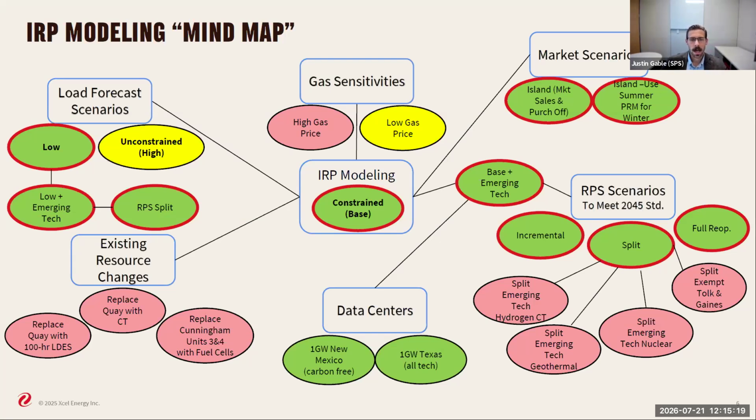So if you look in the center, we have the IRP modeling, that's the constrained base. That was our original base run. And then radiating out from that, you have these different lines going to what we call our different groupings of sensitivities. Load forecasting scenarios up in the top left-hand corner, where we have our low forecasts, and then we have a low emerging tech, and then we have an RPS split scenario. Now, these two items are really additions that we were not originally modeling, but we have worked to provide those in response to stakeholder requests.